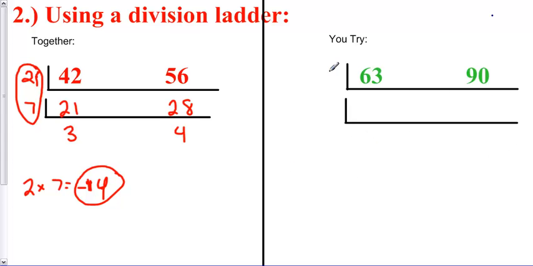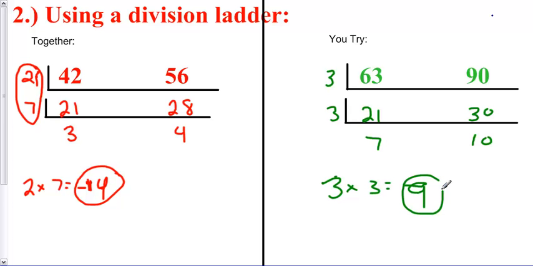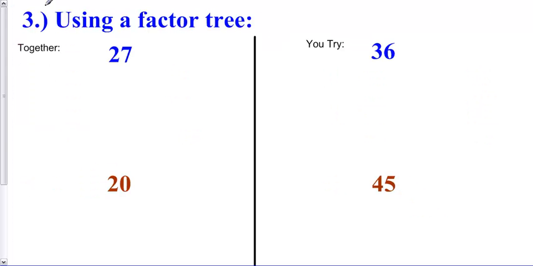Now, what if you started with your divisibility rules and you did 3? Well, 63 divided by 3 is 21. 90 divided by 3 is 30. Well, I can divide these by 3, and I get 7 and 10. Hey, isn't that what I had to begin with? Yeah. So 3 times 3 is 9, and 9 is my greatest common factor. So you see, it doesn't matter which method I use, or what number I use, I'm going to come up with the same exact answer.